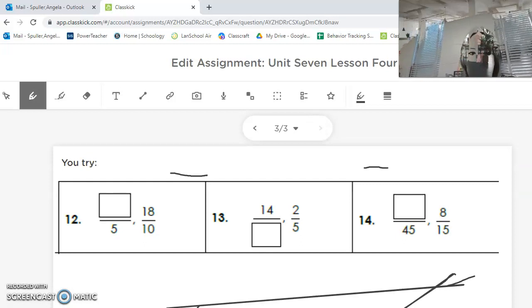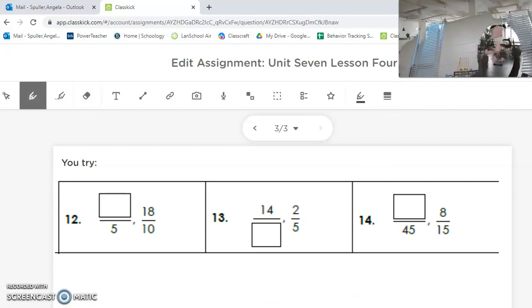Oh, that's a bad 10. Okay, here we go. Let me erase my screen. I don't know what's all over it.